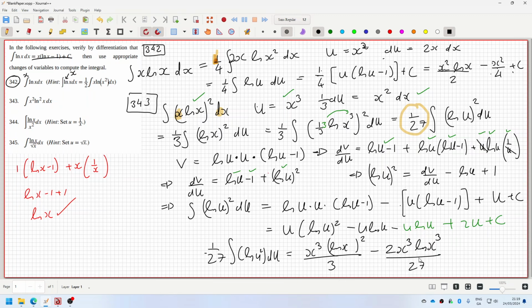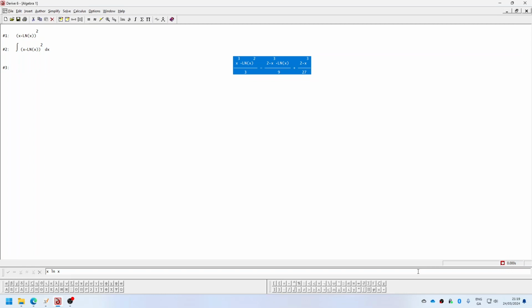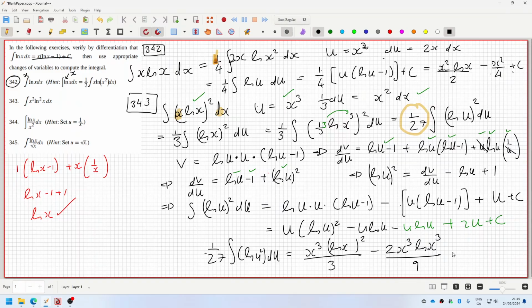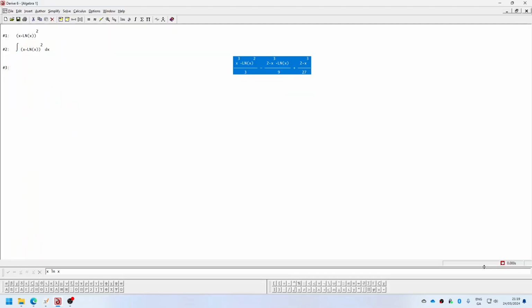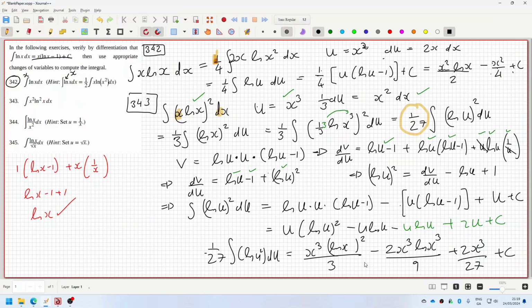Nice. Okay. And then here, these two go together, so that's minus 2u log u divided by 27. So again, the 3 can come down and make that a 9. Oh, nice. Plus 2x cubed over 27. Nice, nice, nice. But insanely hard.